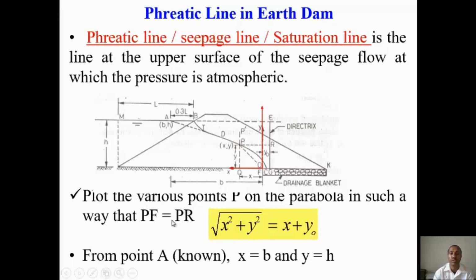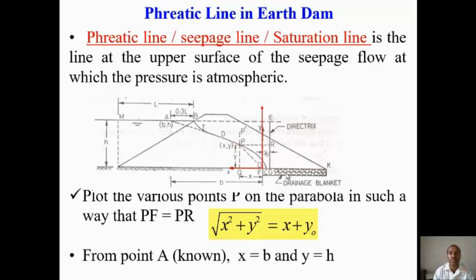If you substitute in this equation, PF is this hypotenuse of this triangular portion, so it is the square root of x square plus y square. The x distance in this direction and the y distance in this direction must be equal to x plus y naught, the x distance plus y naught. This is according to the property of the parabola.